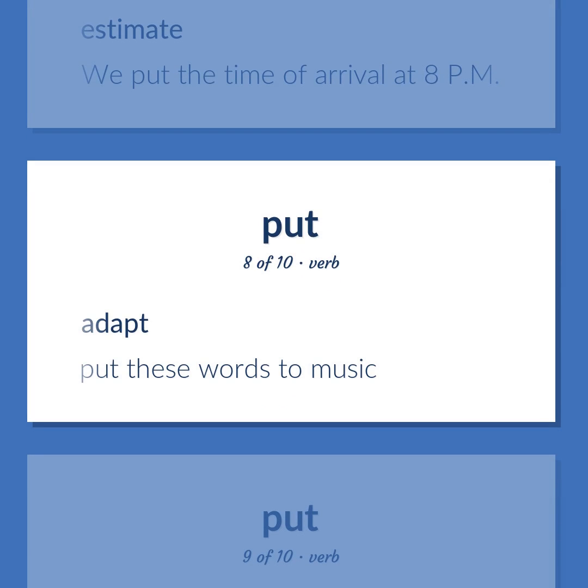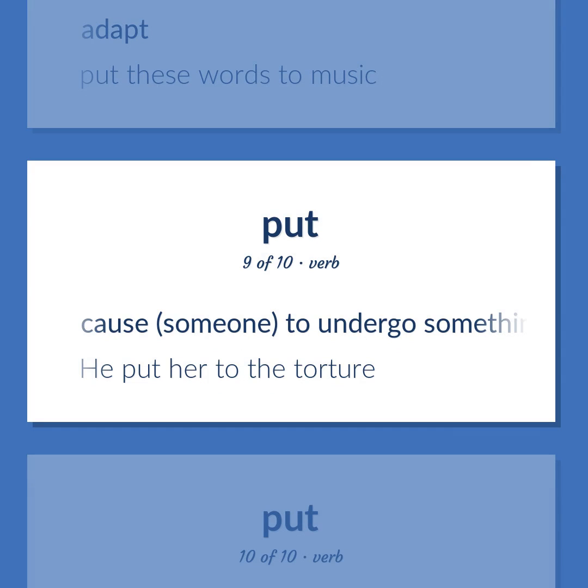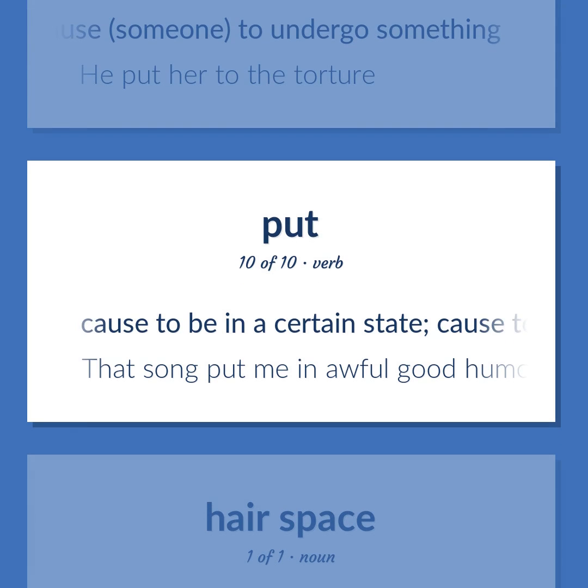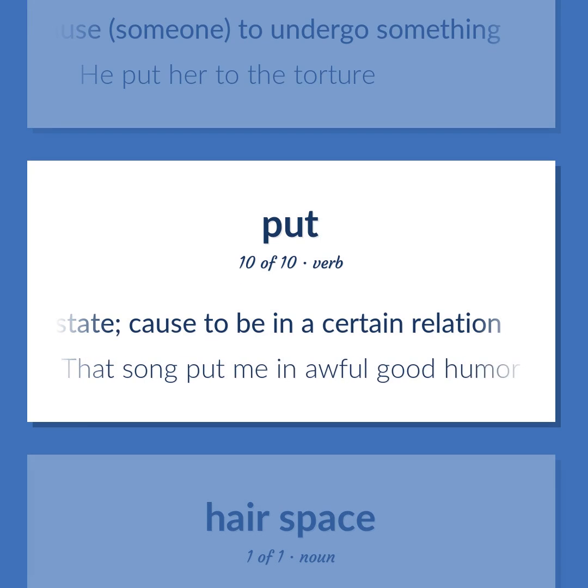Adapt. Put these words to music. Cause someone to undergo something. He put her to the torture. Cause to be in a certain state. Cause to be in a certain relation. That song put me in awful good humor.